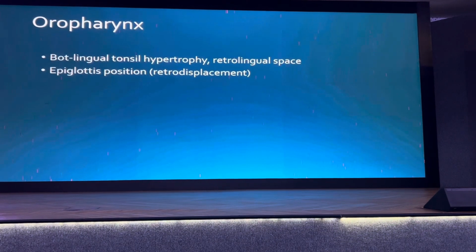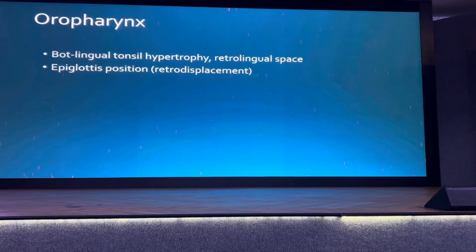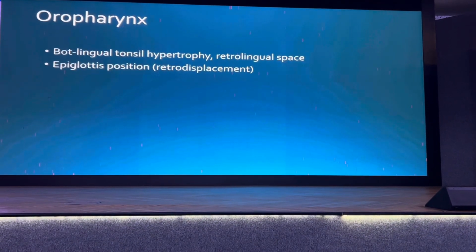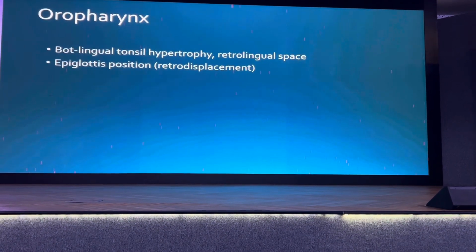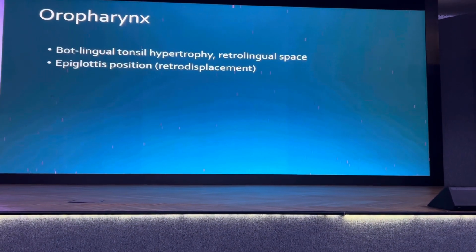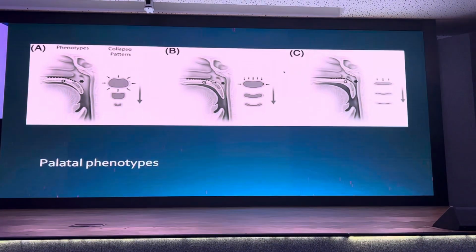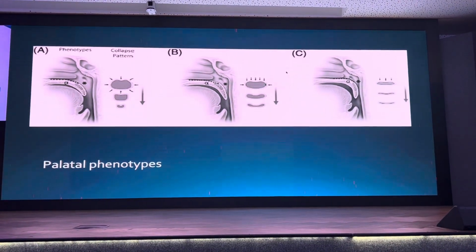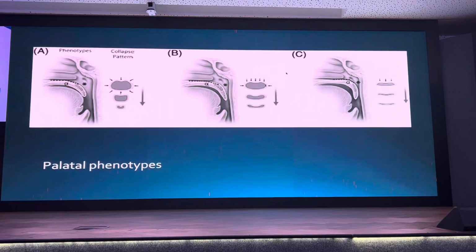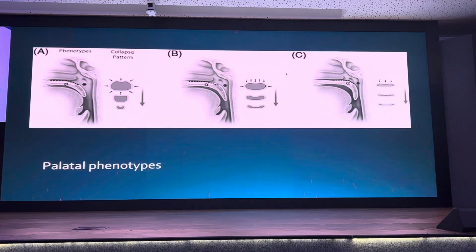The other being, for the oropharynx, we need to see whether there is any lingual tonsillar hypertrophy or retrolingual space, and for epiglottis position, because if there is any retrolingual displacement, this can affect CPAP. Another thing we need to assess is palatal phenotypes. There are 3 types of palatal phenotypes: vertical, oblique, and intermediate. A, the oblique one, is the most favorable one.